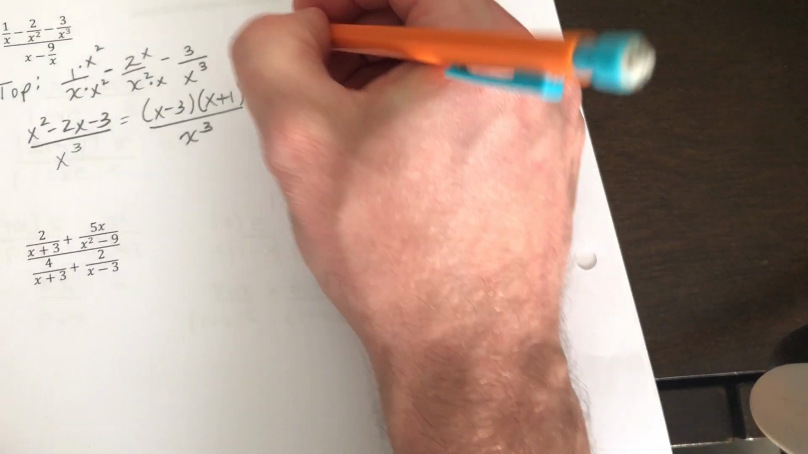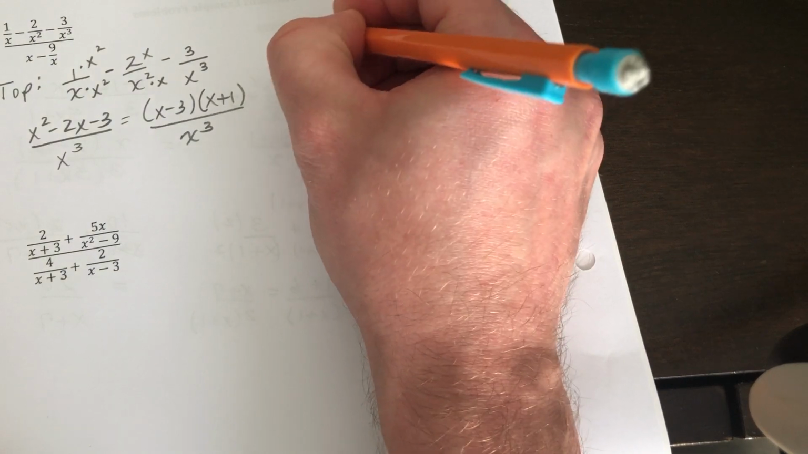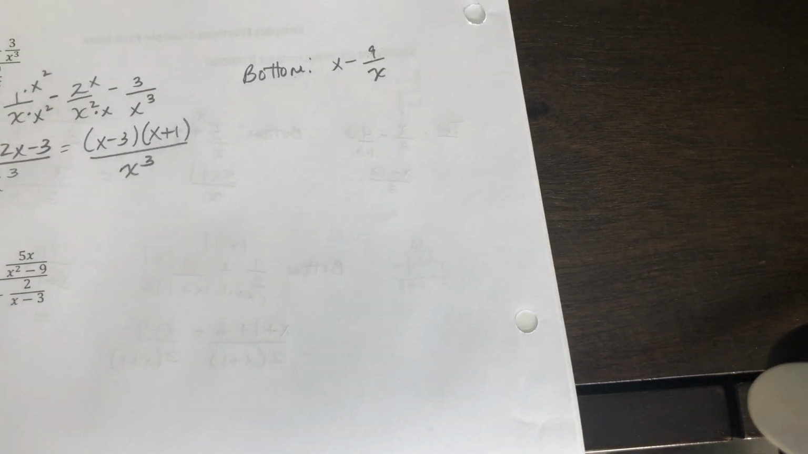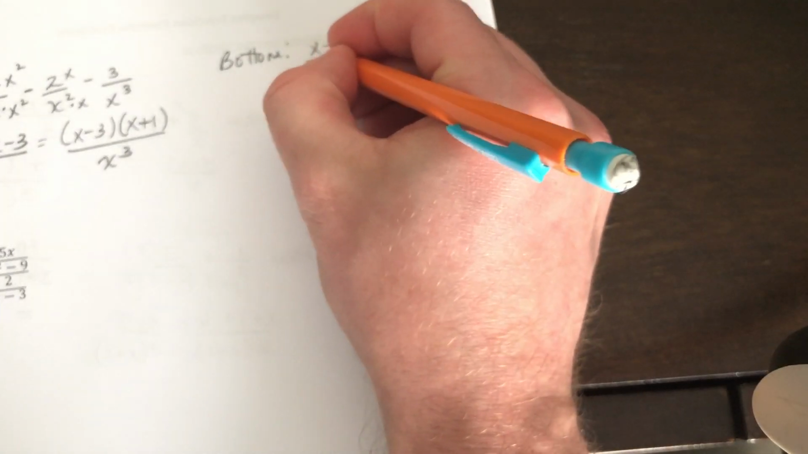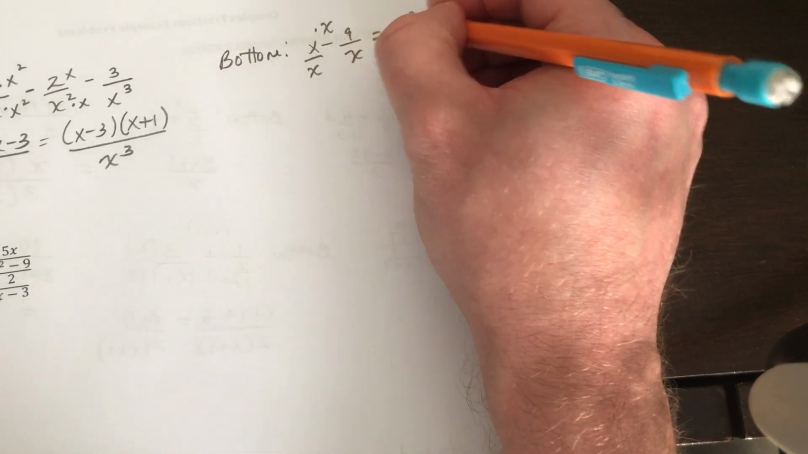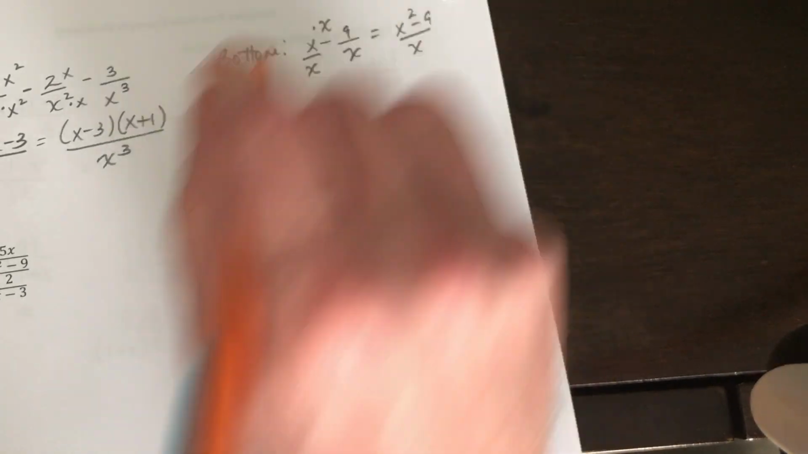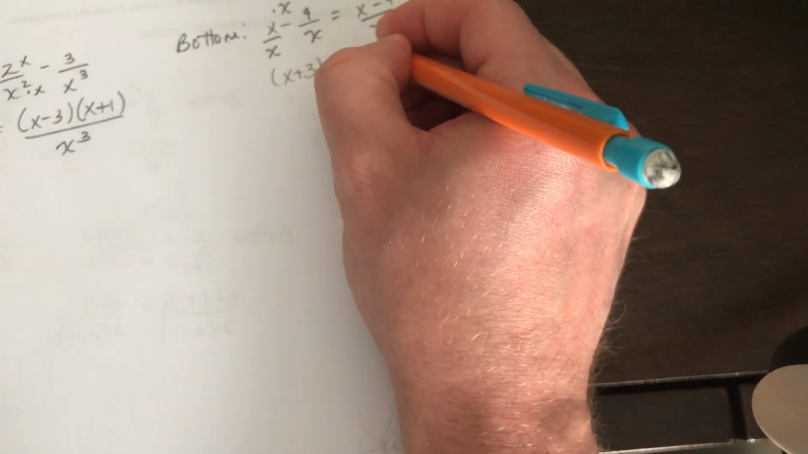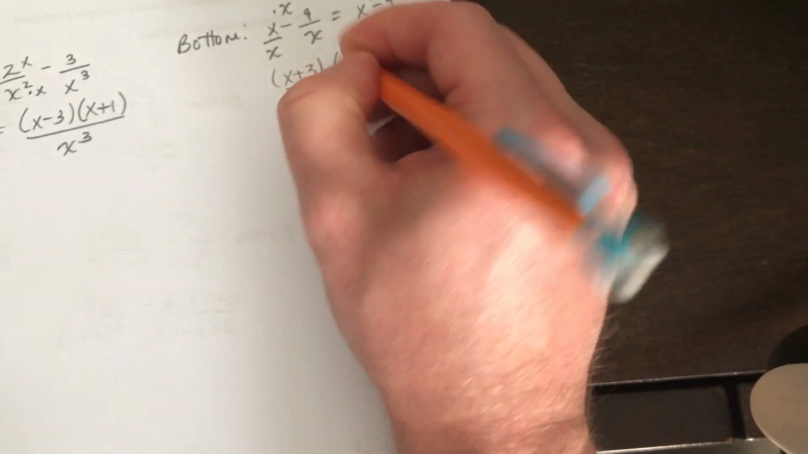Okay, the bottom. So your bottom fraction, x minus 9 over x. Common denominator is going to be x. So we get x squared minus 9 over x. And that's going to factor by difference of squares. So it's x plus 3 times x minus 3 all over x.